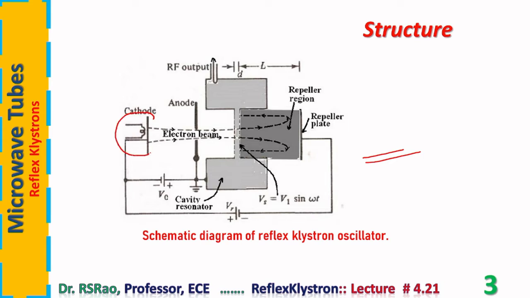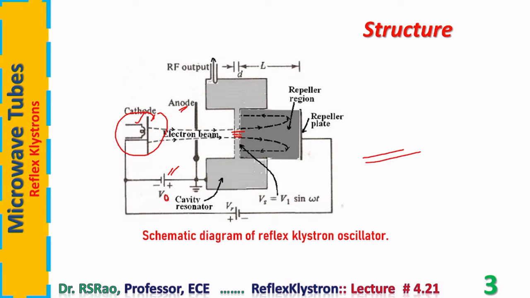Here is an electron gun. Electron gun consists of a heater coil and a cathode plate. It emits electrons. These electrons are then accelerated by an anode plate which is connected to a positive voltage V0. V0 is the accelerating voltage. After acceleration, these electrons achieve high velocities. They form into a beam and then they cross the gap, the cavity gap.